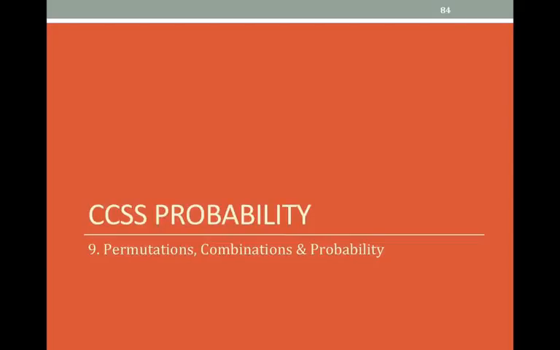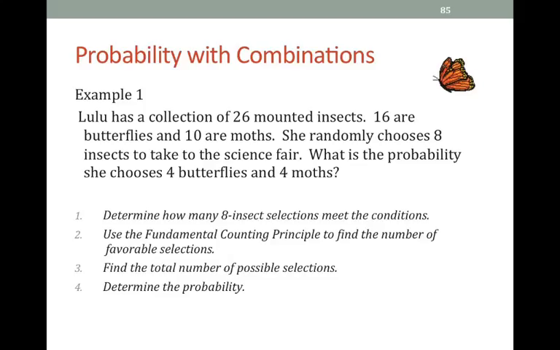Today we're going to take a look at using permutations and combinations to actually calculate probabilities. So far we've just been counting possibilities. Now we're going to actually find favorable outcomes divided by all possibles to get probabilities.